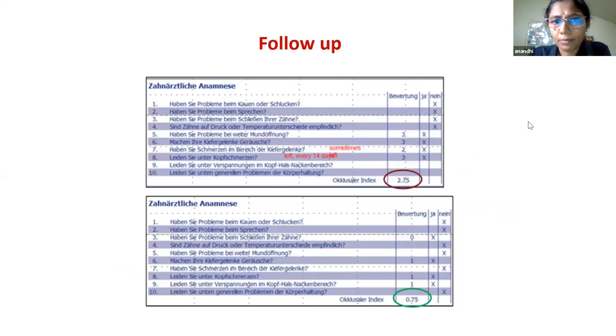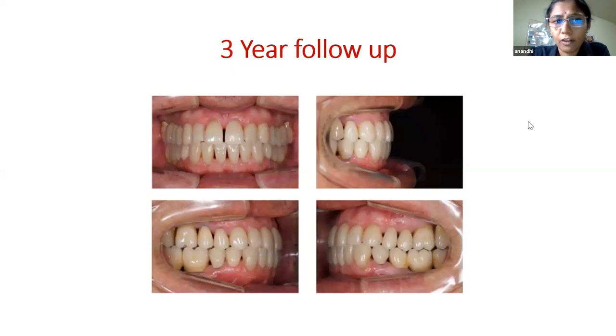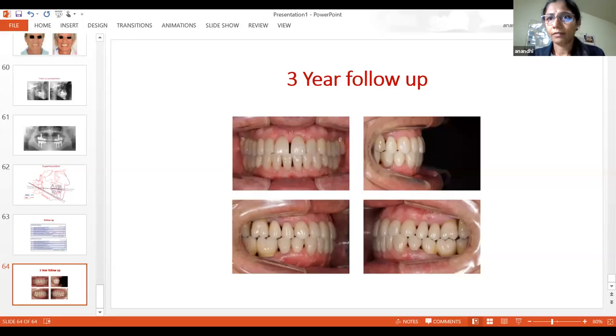And with the follow-up, you can see that the pain factor is reduced. So, a lot reduced. This is the 3-year follow-up. It's very stable and, you know, right.